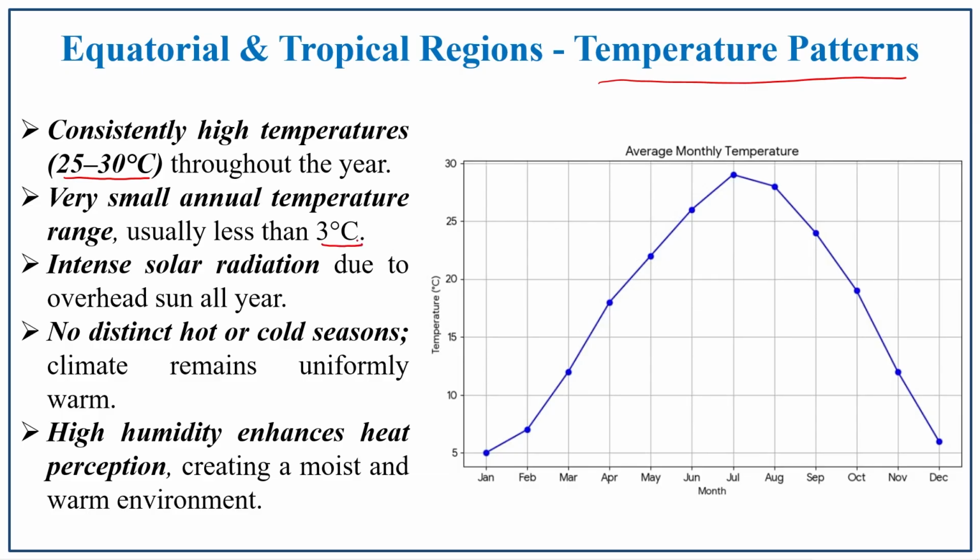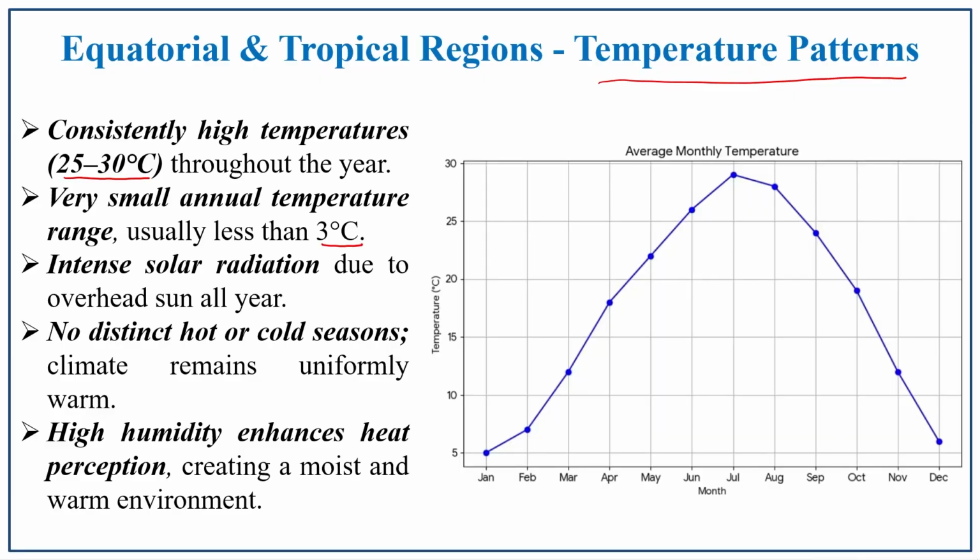What is meant by the annual temperature range? If we consider the annual temperature range, what is the hottest month of the year and what is the coldest month of the year? What is the hottest month's highest temperature? What is the coldest month's lowest temperature? The difference of these two is considered to be the annual temperature range. The intense solar radiation is because the solar radiation is overhead.